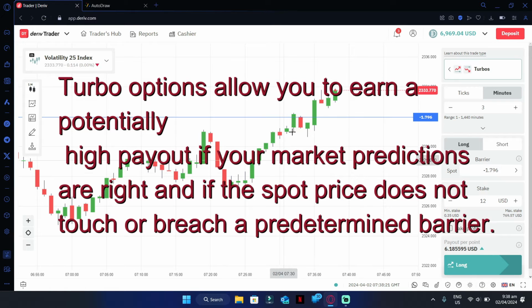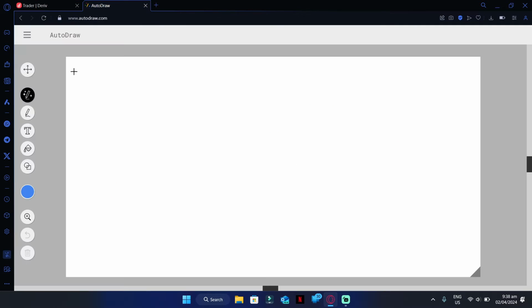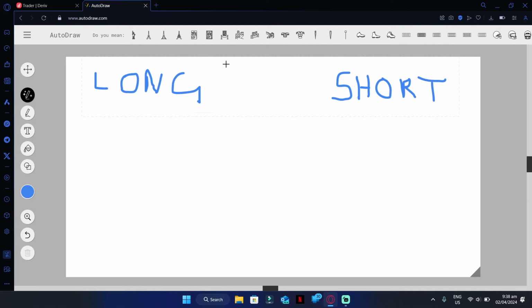So what does this mean? Let me explain what these are. There are two types of turbos: long and short. Long means you're buying, short means you're selling. So there are only two types of orders that you can actually make. Let's start with long, which means you're going to be buying.